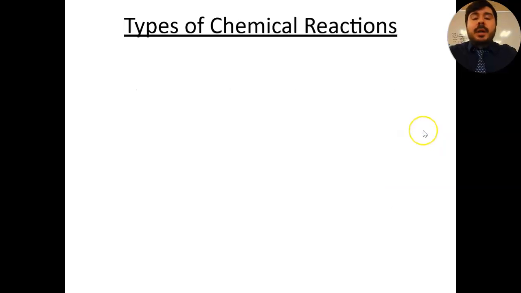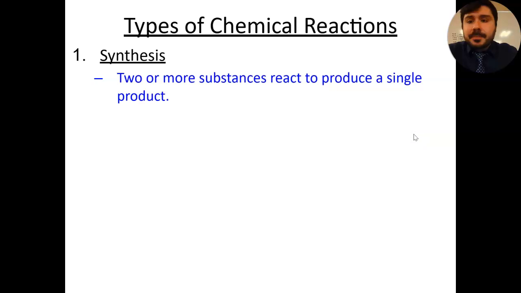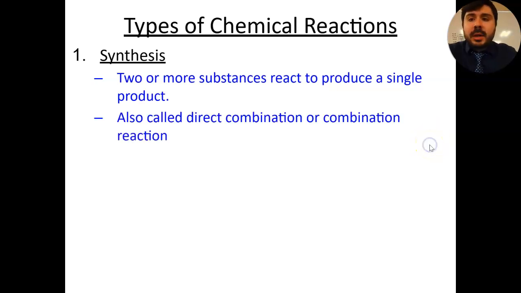Now we're going to move on to our very, very last concept of this chapter already. Again, I told you chapter 7 is a quick one, okay? But the last one here is on types of chemical reactions, right? It's a pretty basic one. There are 4 main types of chemical reactions here. There is synthesis. 2 or more substances react to produce a single product. Also sometimes called a direct combination or a combination reaction. And it has a general form.